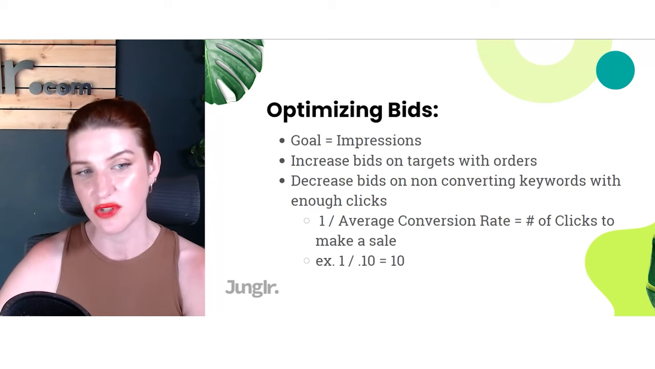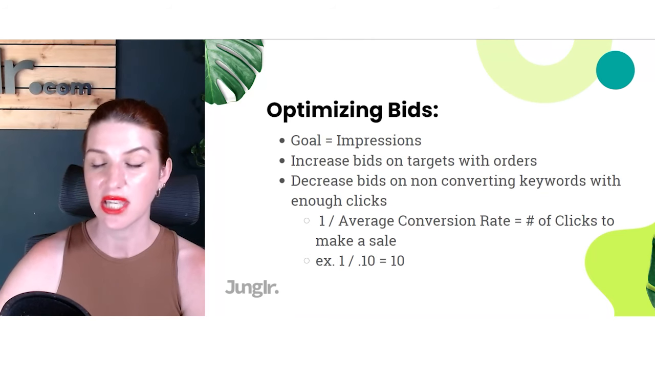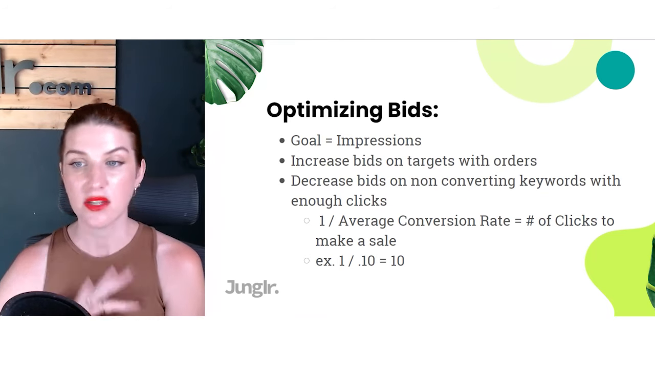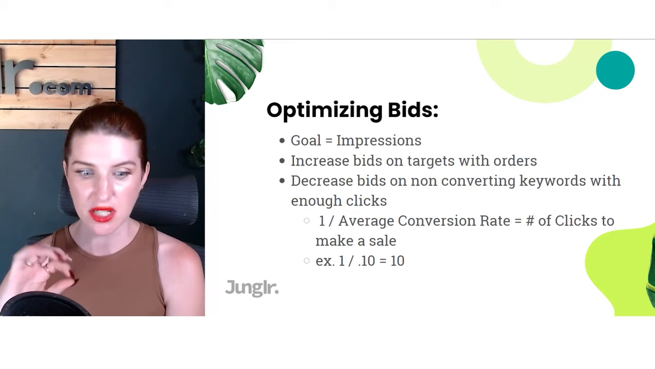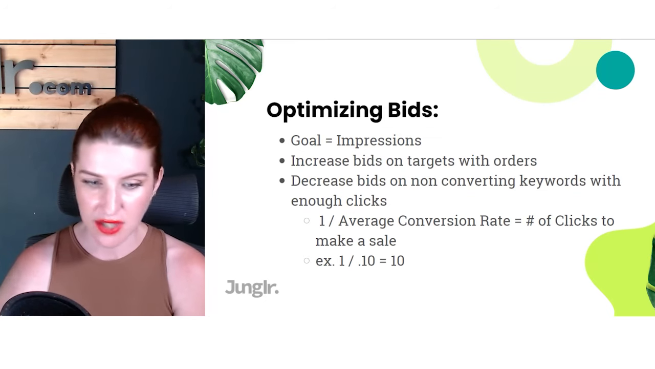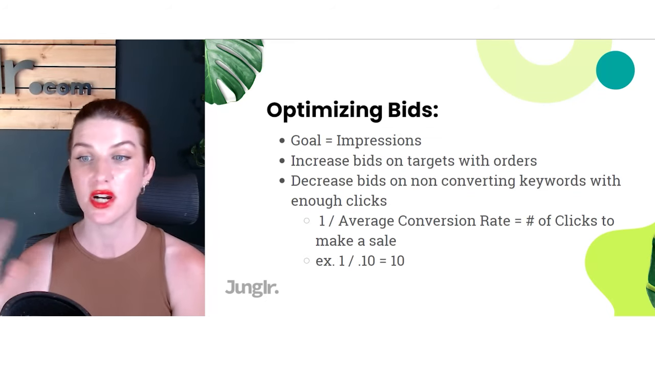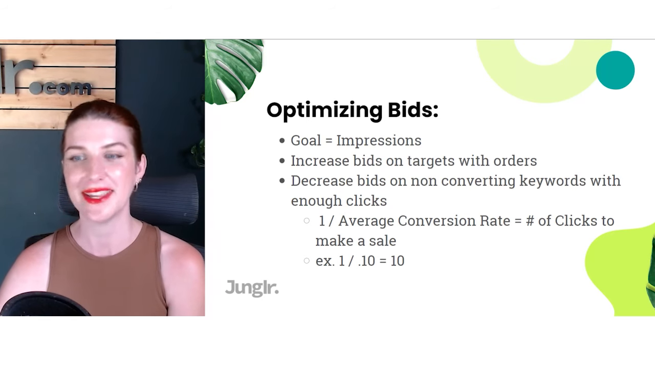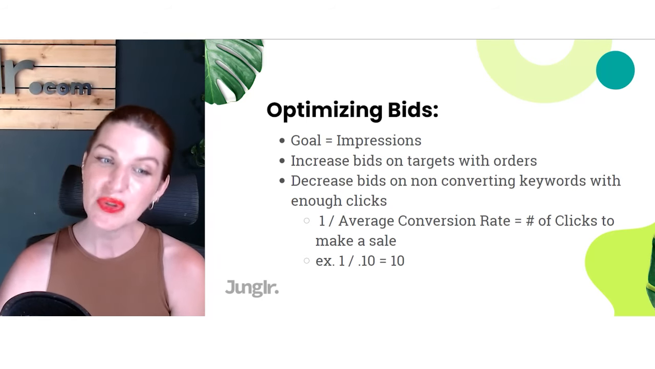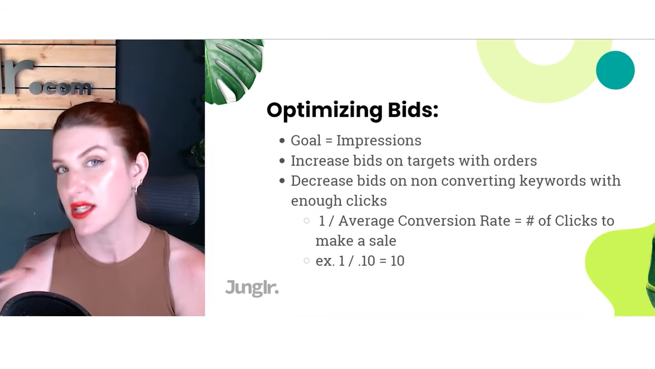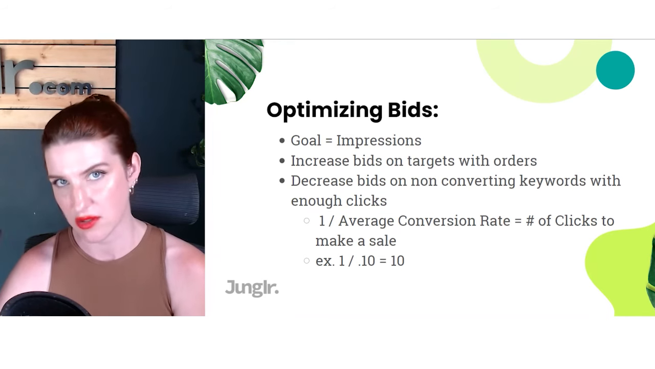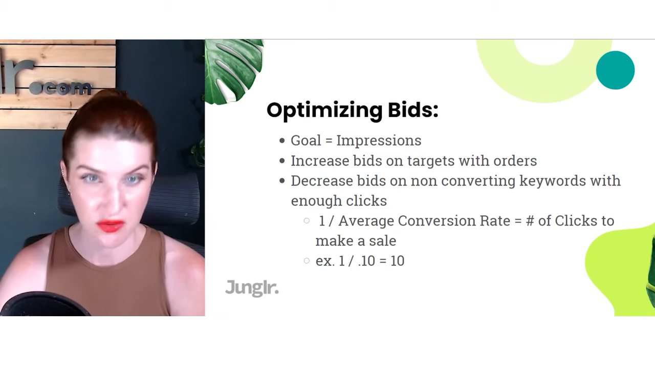The other thing that we're going to do is decrease bids on non-converting keywords. Caveat here, with enough clicks. A lot of times people will go in and say, oh my goodness, the ad spend on this is, I already spent $2 here and I need to decrease it. Well, what if those $2 only meant that you got 2 clicks on that keyword? You need to make sure you have enough clicks. What is enough clicks? A lot of people give you a benchmark. 5 clicks and no sales, 10 clicks with no sales, 15 clicks with no sales, 25 clicks with no sales.